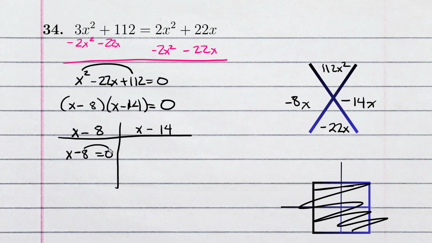And we need to move the -8 over to the right-hand side, and that makes it a +8. We move -14 over to the right-hand side, gives us x is equal to +14. And so my set is x equals 8, 14.